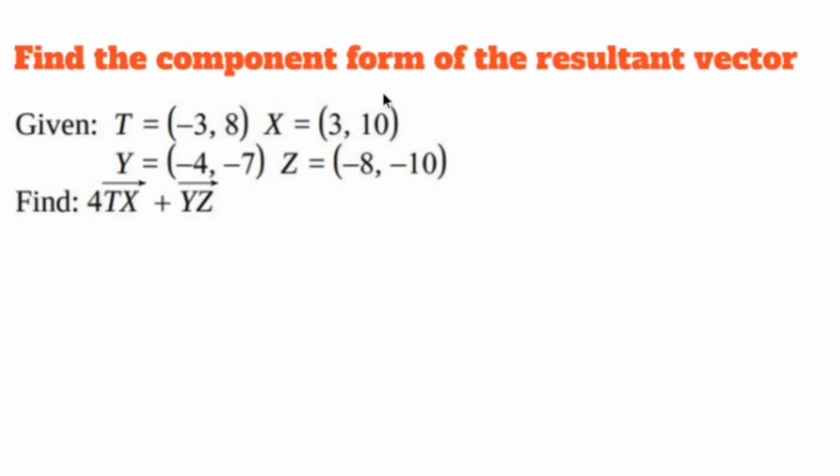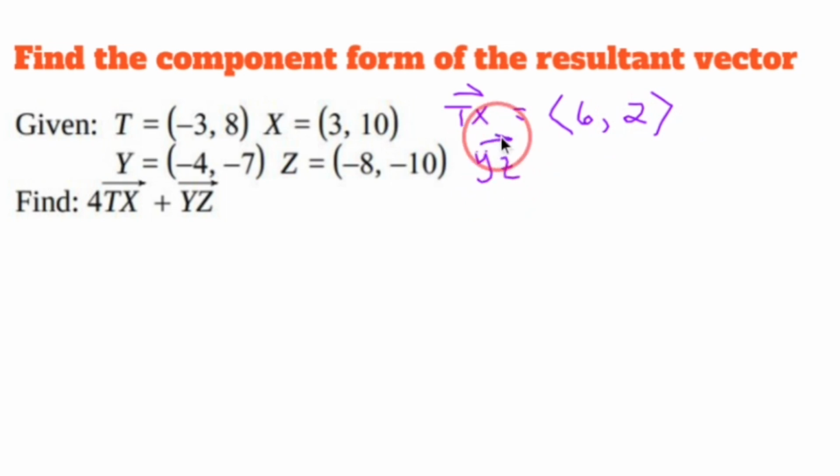Find the component form of the resultant vector. If I give you TX, they're points, YZ, they're also points, and I need to multiply 4 to TX and add YZ to that. Well, first off, we need to find the vector TX in component form. The quick way of doing this is you take 3, you subtract -3, so 3 minus -3 is 6. This gives us the fact that I'm going from -3 to +3, so that's 6 units total. 10 minus 8 is 2.